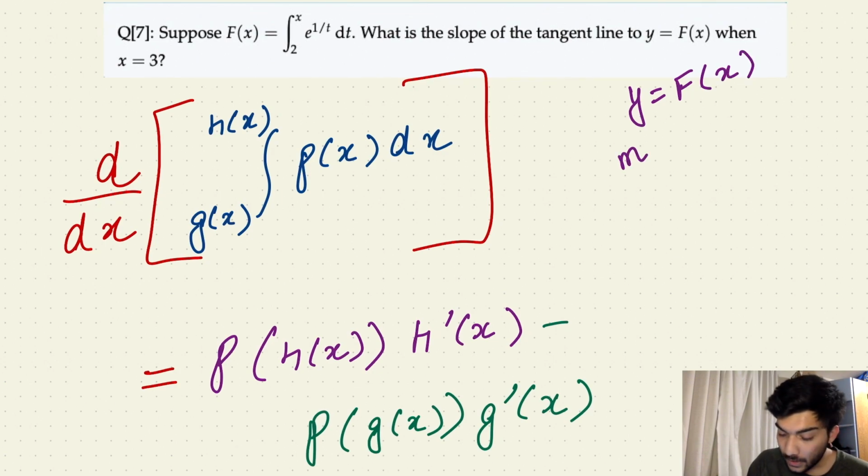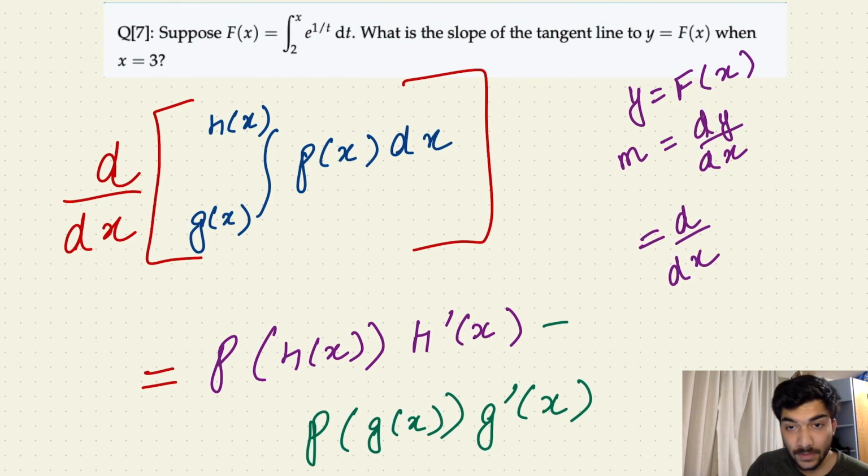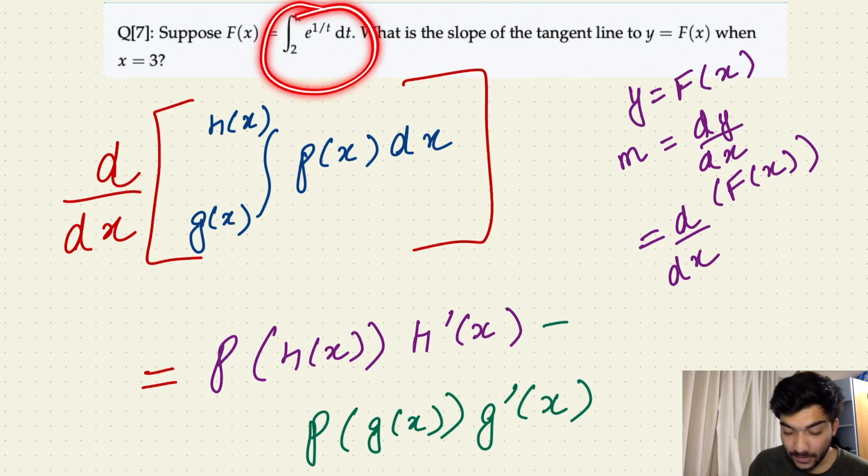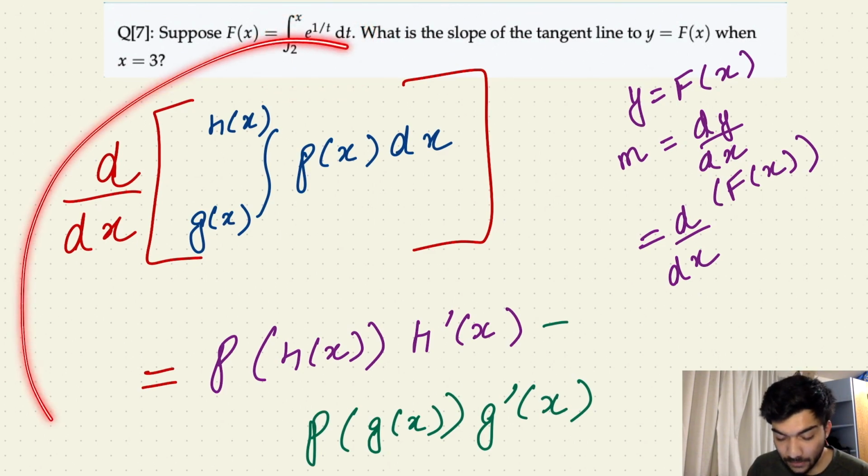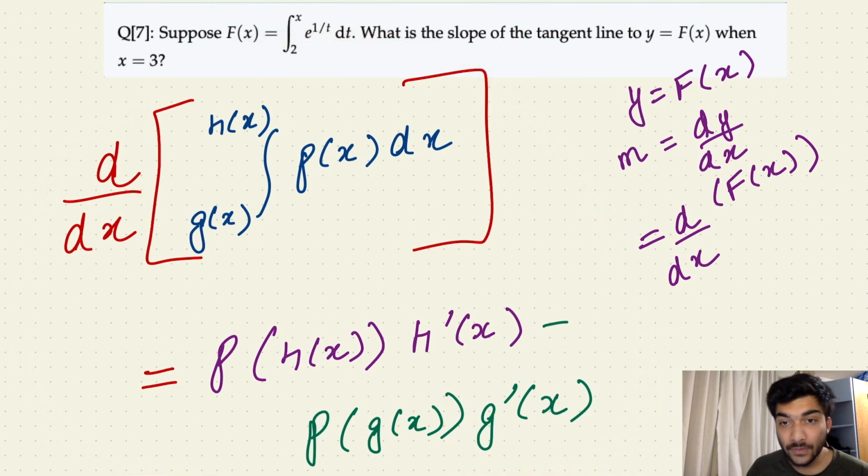And we also know that the slope of the tangent line is always dy by dx, right? And since in this case our y is capital F of x, we will take the derivative of capital F of x. And our capital F of x in this case is a definite integral. So that is why we'll use this property, we'll use this theorem in order to calculate the slope of the function, and when we'll have the slope of the function, we'll substitute x equals 3 in order to calculate the slope of the tangent line that we are talking about.